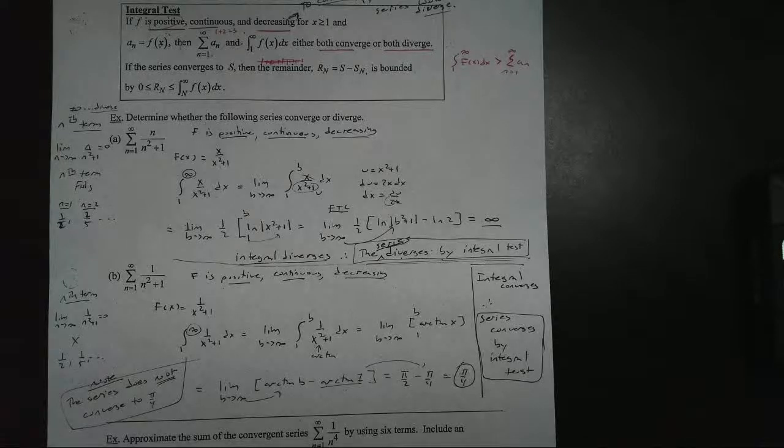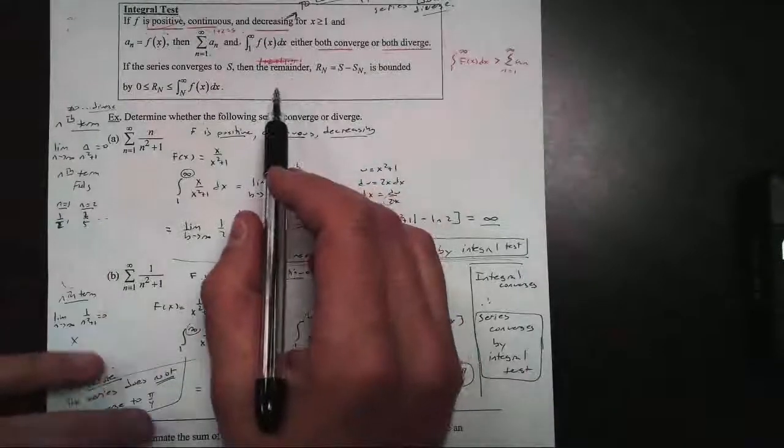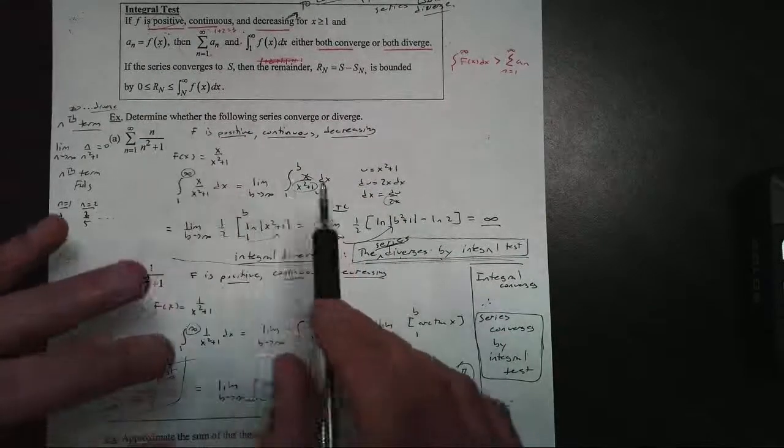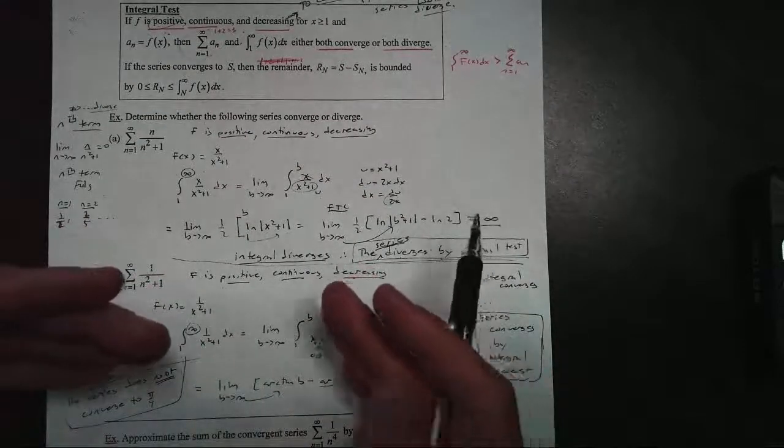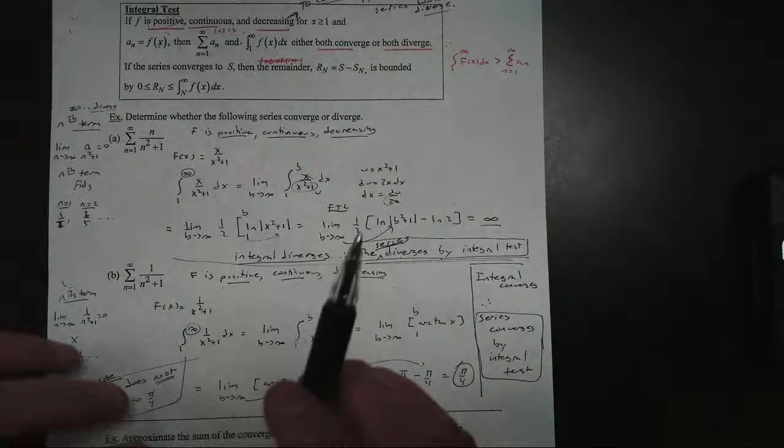Hi, welcome to part 2 of the integral test. Today we're going to discuss the remainder of the integral test. What the remainder does is it gives us a range that the sum of a series can converge to, provided the series does converge.